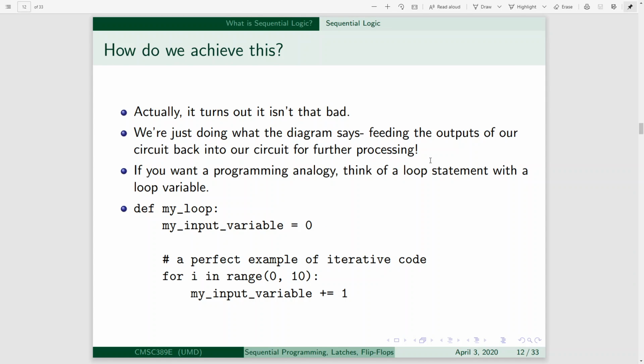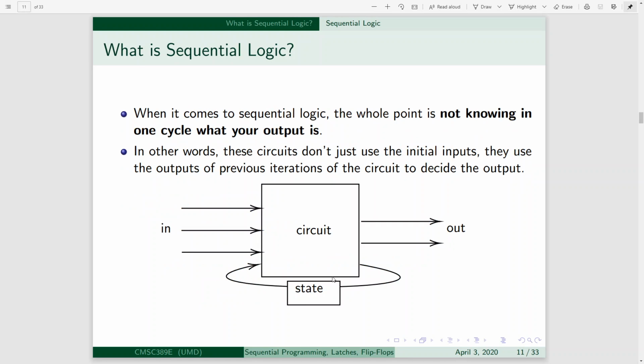So, how do we achieve this? We're basically just doing what the diagram says, feeding the outputs of our circuit back into our circuit for further processing. If you want a programming analogy, think of a loop statement with a loop variable. Here I have iterative code, but it's about the same to consider. My input variable equals 0, and this is Python, by the way, and then we have a range from 0 to 10, and we keep incrementing that input variable. If we go back a slide, that's kind of what's going on here.